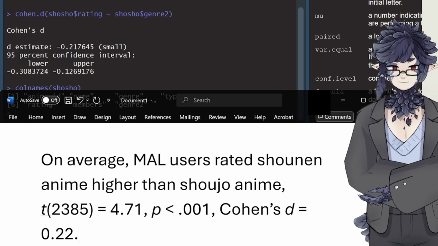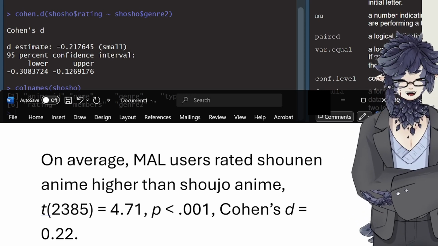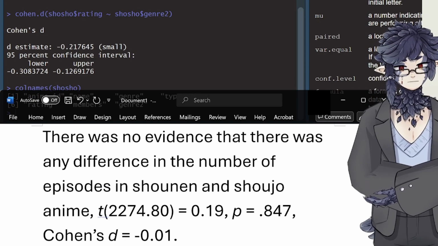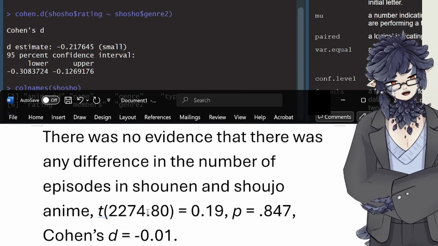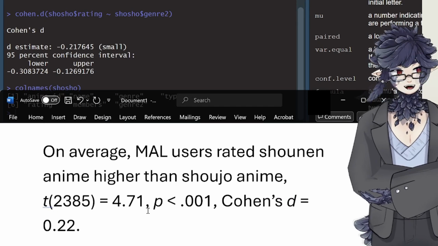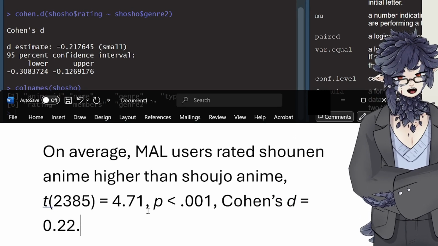There we go. That's how you write up a t-test in APA format, both when you fail to reject the null and when you reject the null, and when you have to make a correction to your degrees of freedom, or when you don't have to make a correction to your degrees of freedom.